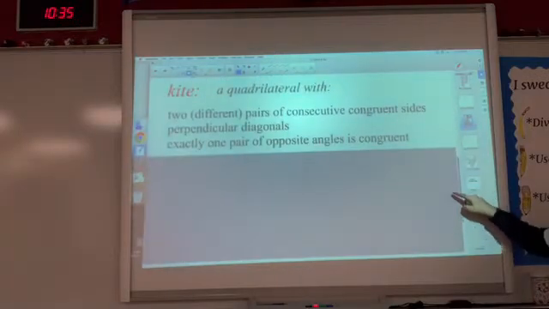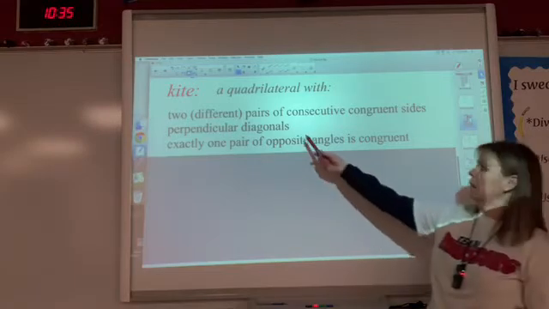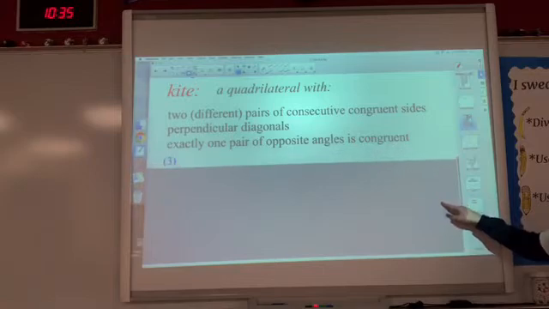So I know I keep scrolling, but there are the 3 properties of a kite. And it doesn't share any other properties with it. Nothing else. So it has 3 properties.